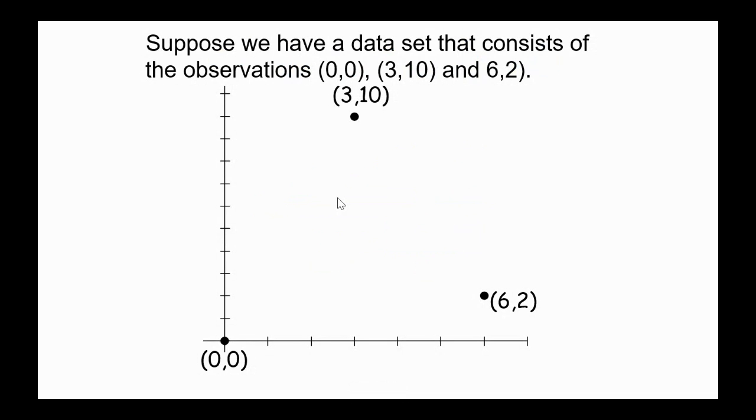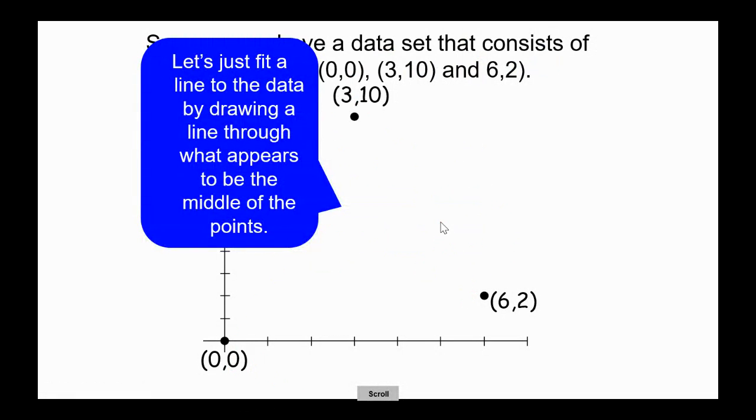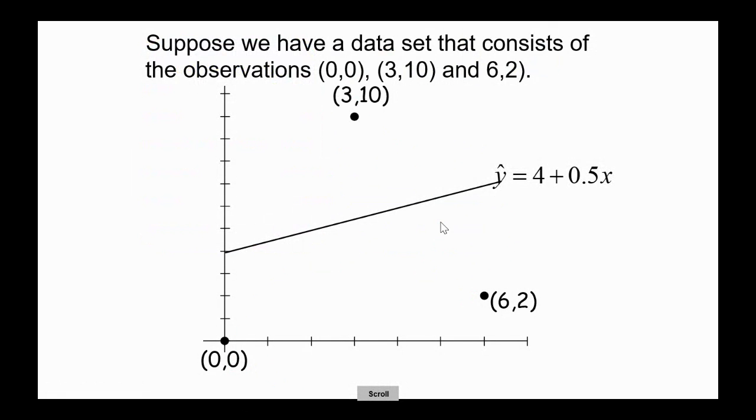Okay, so let's suppose we have this data here, and they already did the scatter plot for us. We just have 3 points: (0, 0), (3, 10), and (6, 2). So let's try to fit a line by drawing through what appears to be the middle. We're not going to be too precise right now. We're just going to be like, oh yeah, that looks like the middle. Let's go. See what happens. So we're going to say this looks like the middle. I mean, it kind of does, maybe.